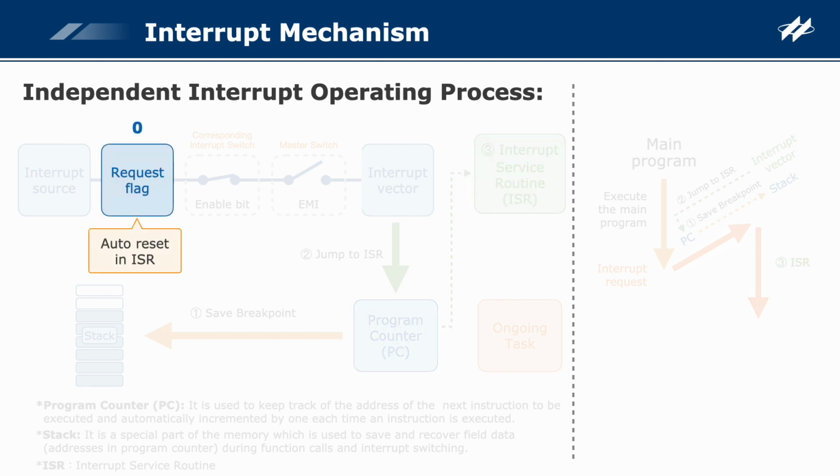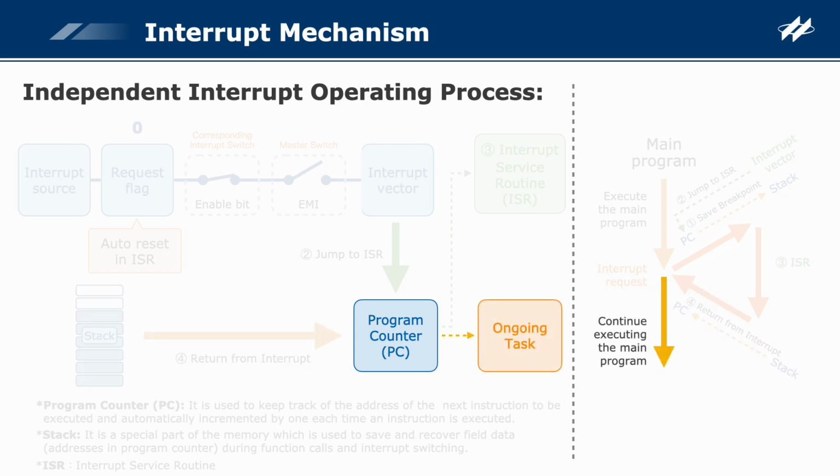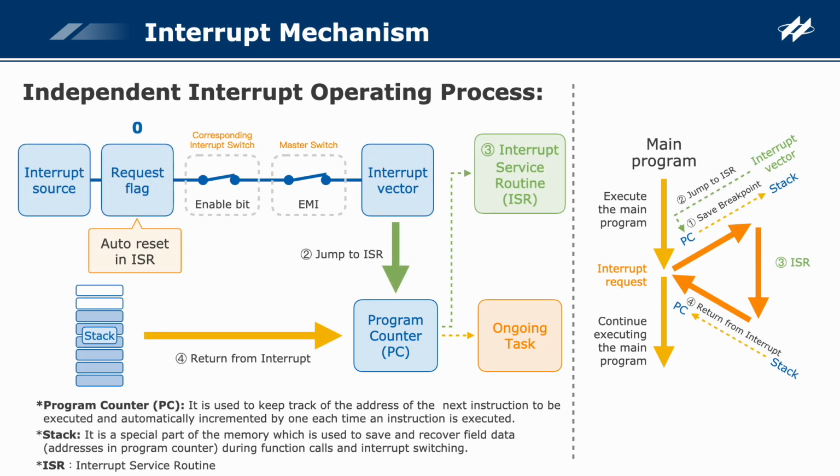After entering the interrupt service routine, the interrupt request flag will be automatically cleared to 0. When the interrupt service routine execution is completed, the contents of the program counter will be restored from the stack. The CPU continues to execute the original program. At this point, the global interrupt EMI is automatically switched on by the MCU. The above is the operating process of an independent interrupt.